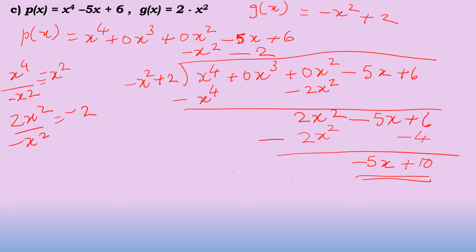So now you have got the degree of your remainder less than the degree of your divisor. So here we stop our division. So quotient is equal to minus x square minus 2 and remainder is equal to minus 5x plus 10.